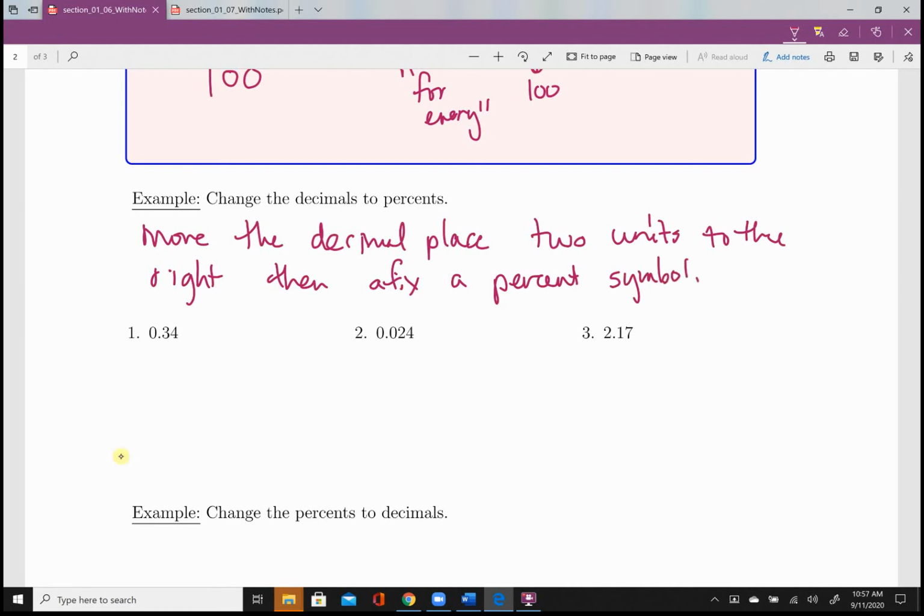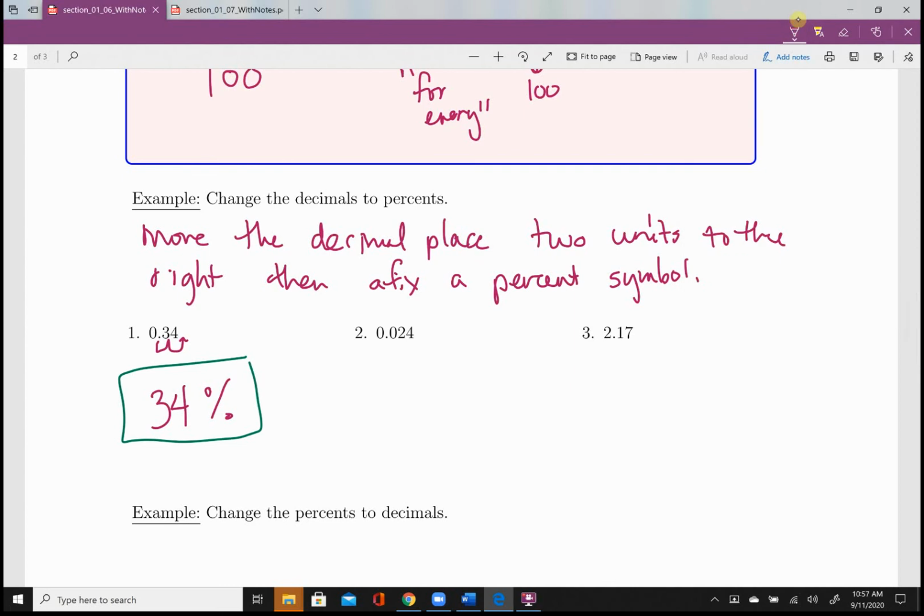So I'm going to go ahead and with my pen go 2 steps over. So that turns this 0.34 or 34 hundredths into a 34 when I move the decimal over 2 spots and then I slap a percent symbol next to it. Literally, that is it. That is all you need to do. That is all you should do.